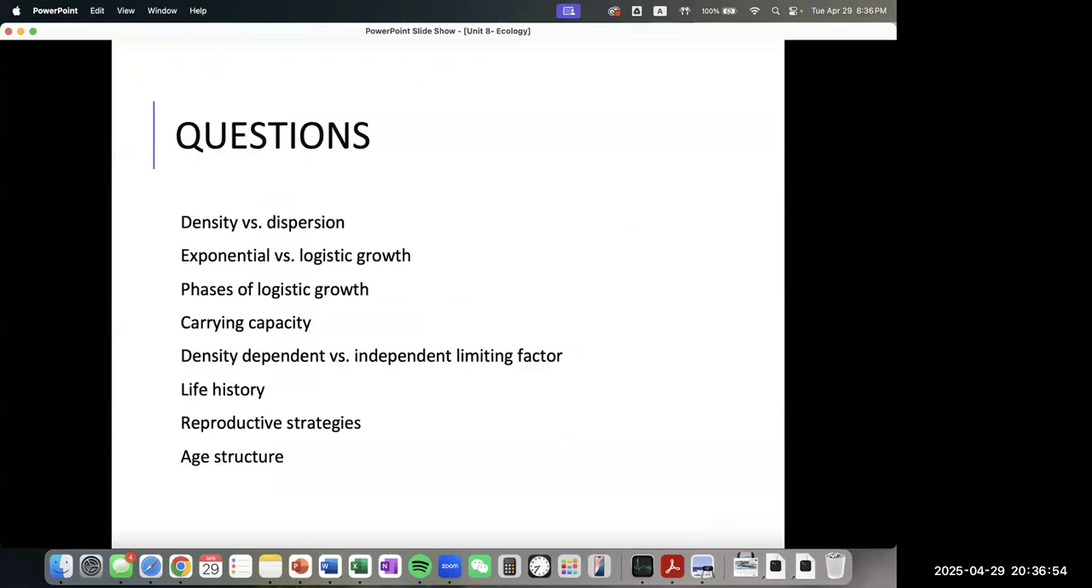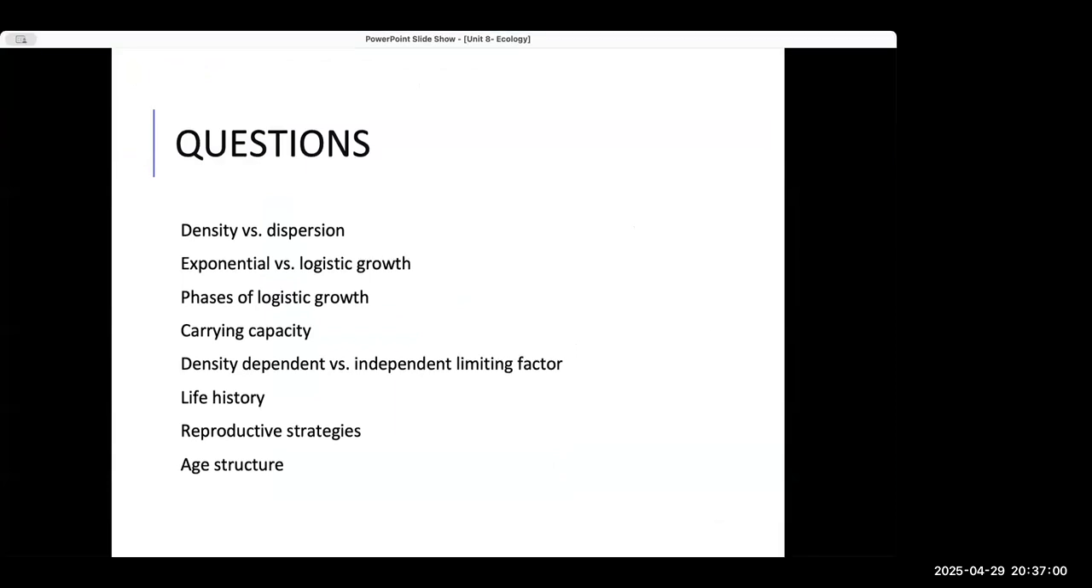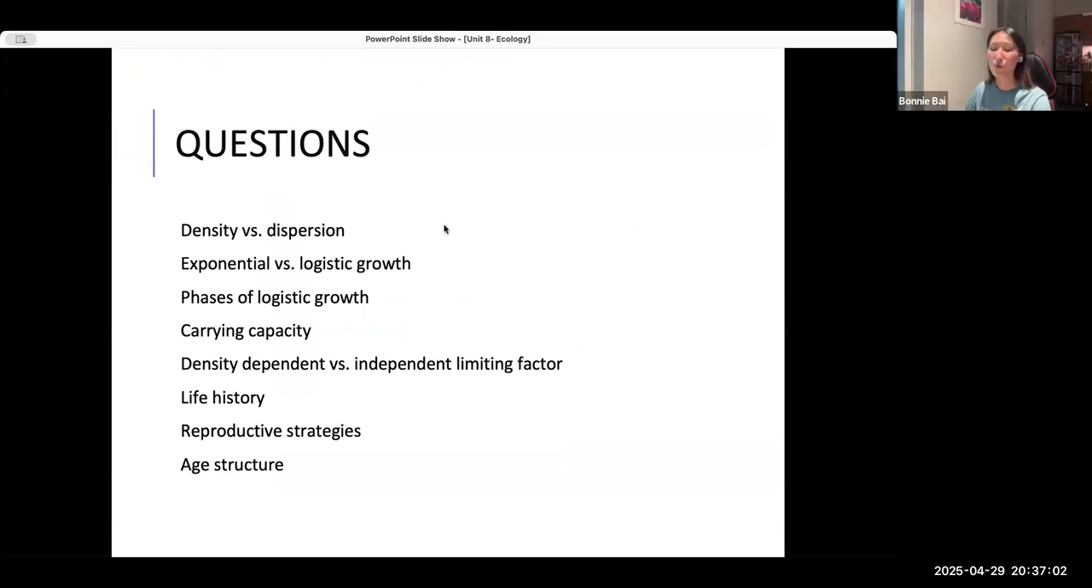Why is the unit so long? Yeah. I think you said why is it so long? It's because for other units, we've learned it in detail in class before. So now I'm talking through the entire unit and everything since we haven't talked about it in class.